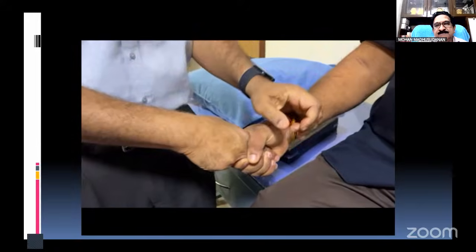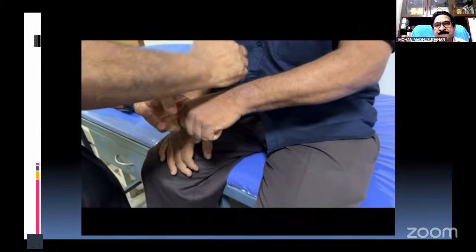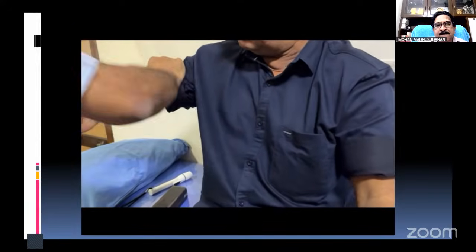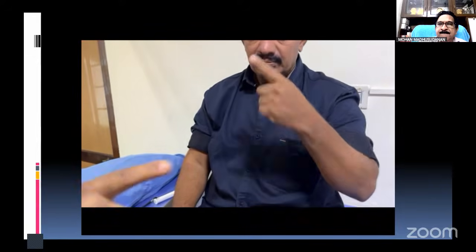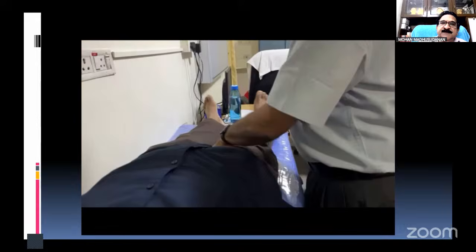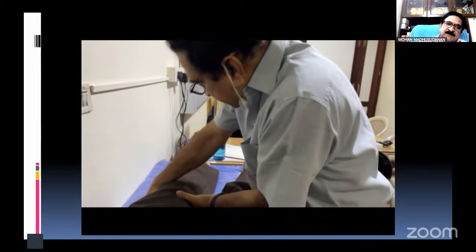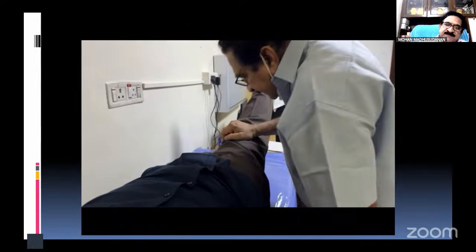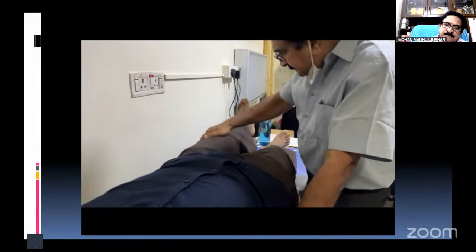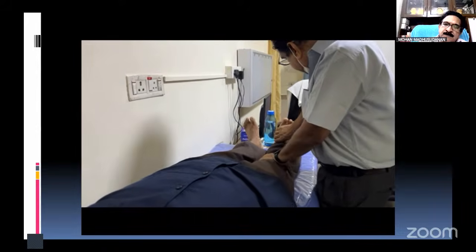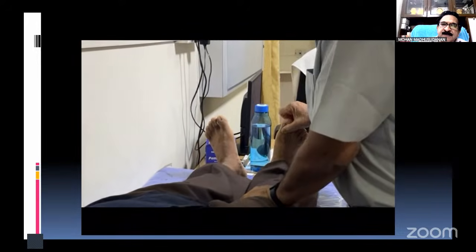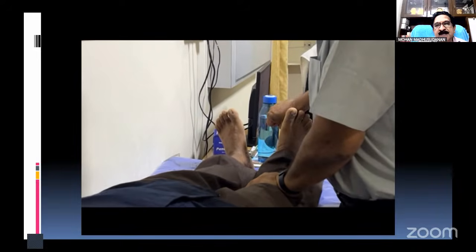Sternomastoid power was normal. Hand grip was normal. Proximal upper limb muscle power normal. He had no finger-nose incoordination. Lower limb tone was normal. Power was also normal in both proximal and distal muscles. Dorsiflexion power normal. EHL, FHL were also normal. Plantar pressure normal.